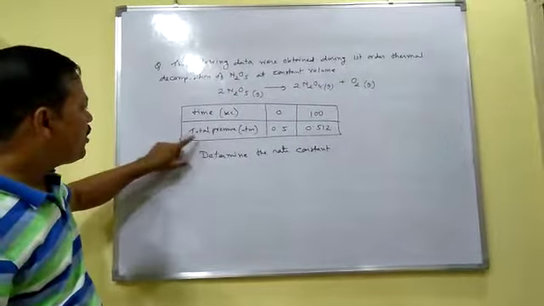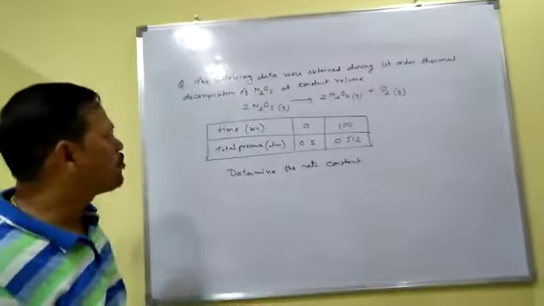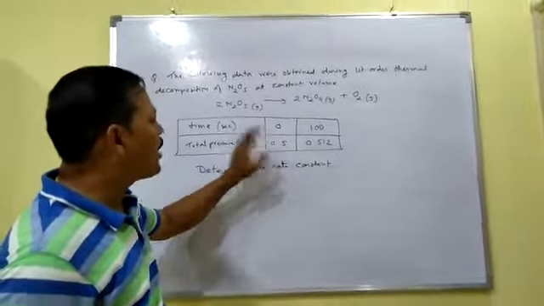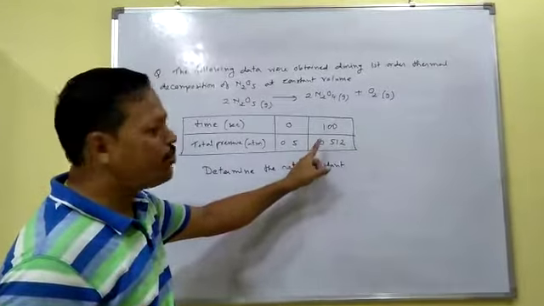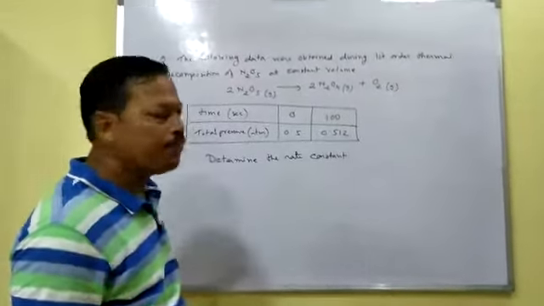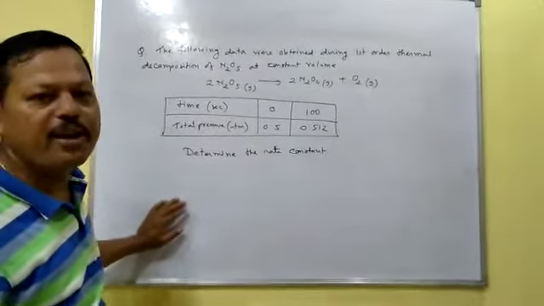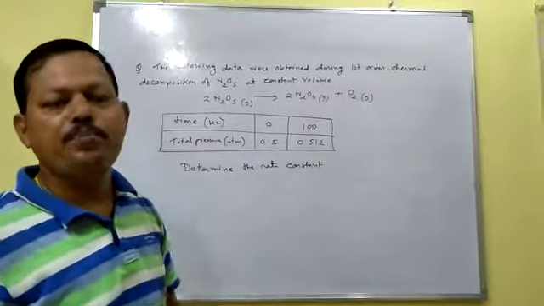Here time is given in seconds, pressure is given in atmosphere. At time 0, the pressure is found to be 0.5 atmosphere, and at time 100 seconds, the pressure is found to be 0.512. Now you have to find out the rate constant, the value of K. And since pressure is given, you have to use the pressure equation, don't use the concentration equation.